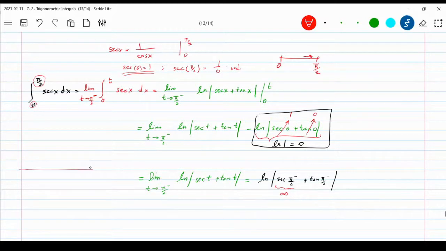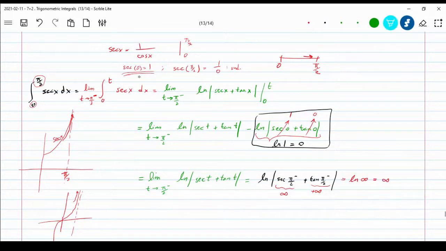If you don't remember what secant looks like, here is secant x at pi half. As x approaches pi half from the left-hand side, secant will increase toward positive infinity. And tangent at pi half would similarly be positive infinity, since it is sine pi half over cosine pi half. Tangent has a similar structure, increasing toward positive infinity at pi half. So what you have is ln infinity, which is simply infinity.